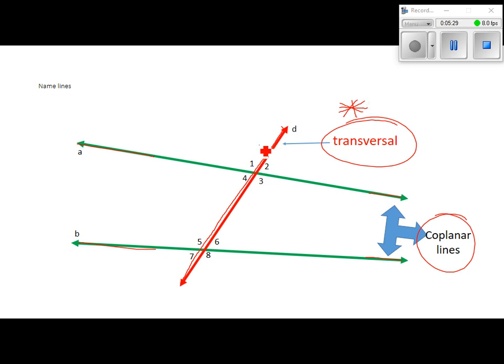Notice when that happens, there's 8 angles formed. Some of these angles we already know, like angle 1 and angle 3 are vertical angles.